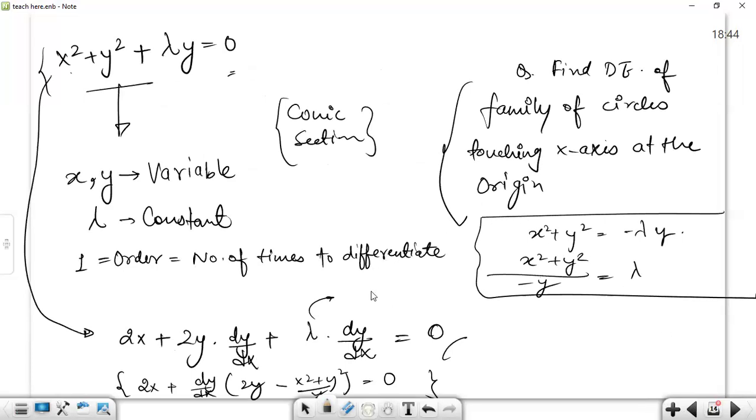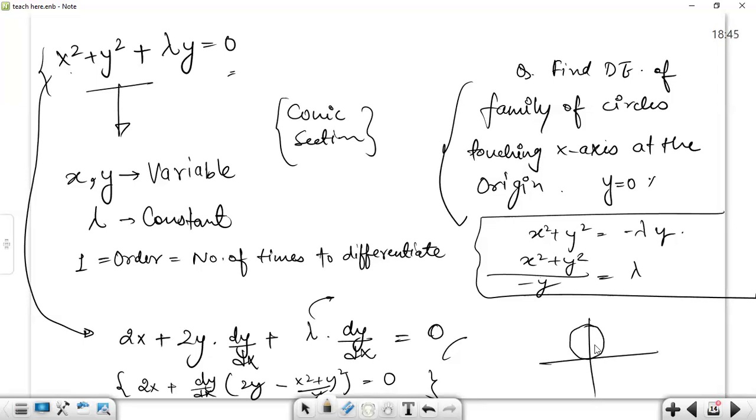Touching the x-axis at the origin means that, to put it in a different manner, the circle is touching the x-axis at the origin. So it means that the circle's center will not be situated on the x-axis, and the circle will be drawn something like this.